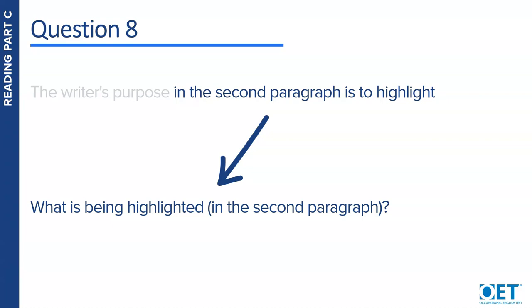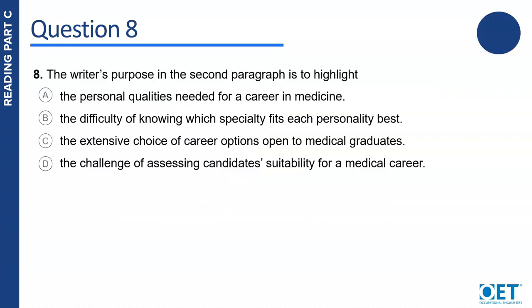The question doesn't give us any further clues, so it's a good strategy to read the answer options next and identify the key words that show the difference between them. For example, in A, personal qualities are the key words. We know the text is about medicine. And in B, the key words are which specialty fits each personality.